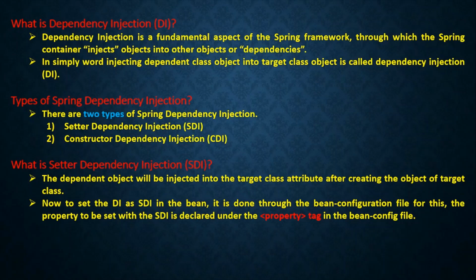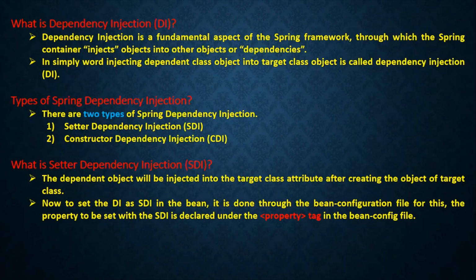Okay. So while injecting the bean object into the target class, if it is a setter injection, we are going to use the property tag. While doing the setter injection, we use the property tag, and I will tell you what tag we are going to use as part of constructor injection as well.